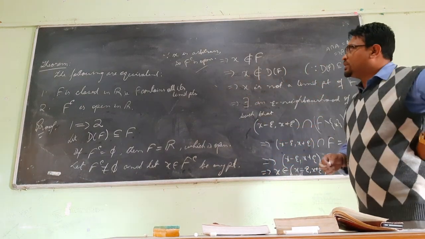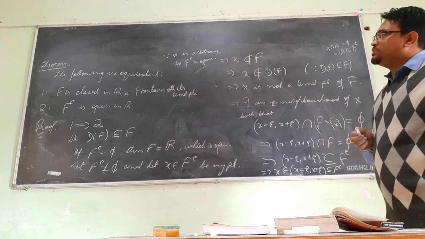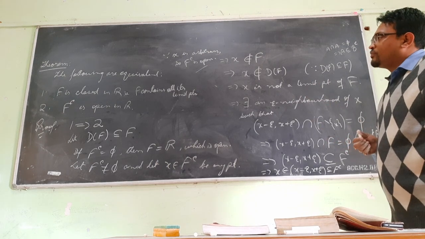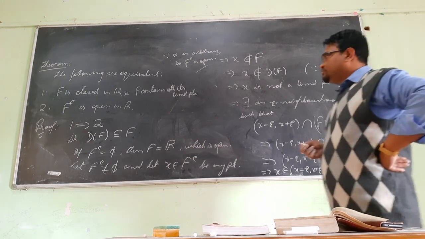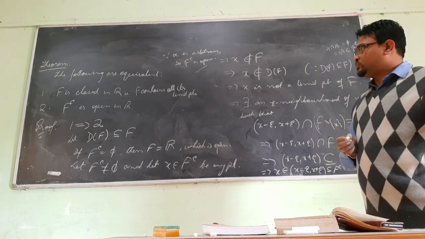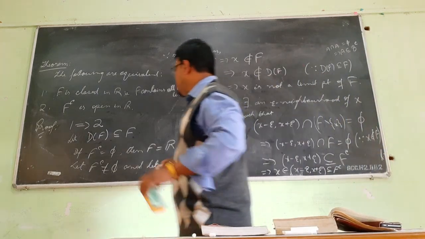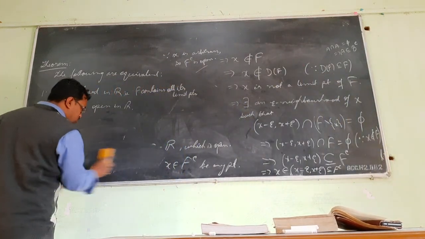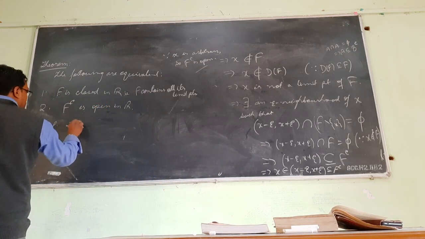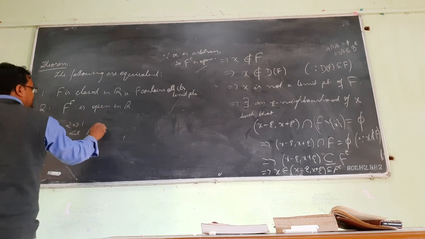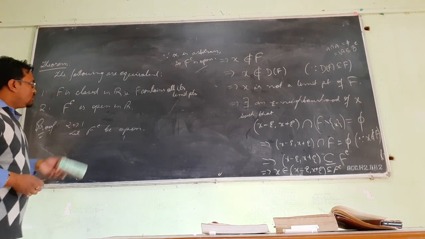Another part is 2 implies 1. Okay. If F complement is open, we have to show that F contains all its limit points. Okay, so the other part is also simple. 2 implies 1. Let F complement be open, so that F contains all its limit points.